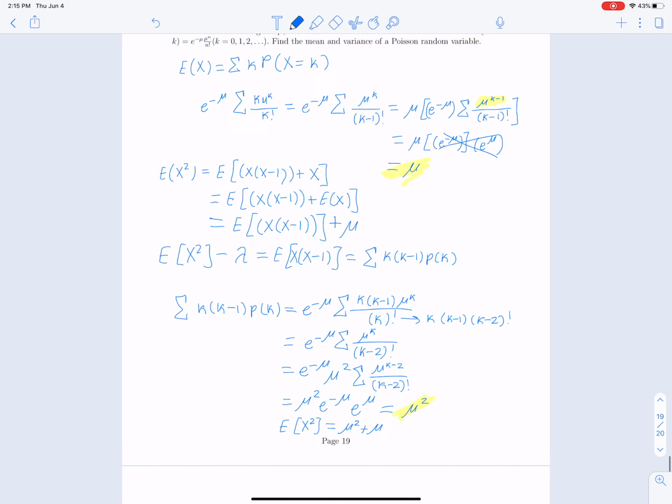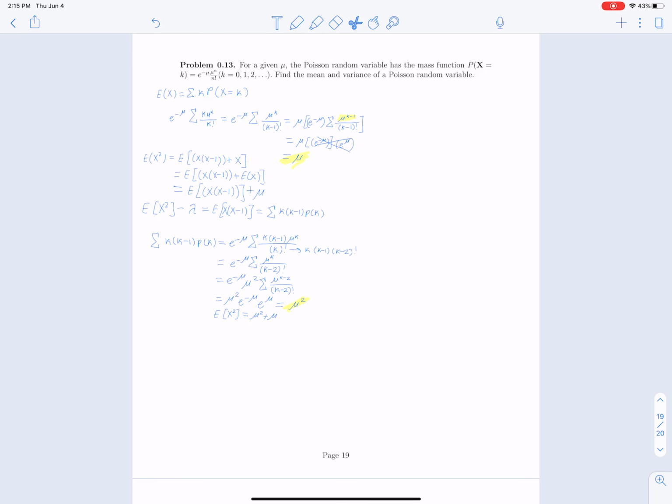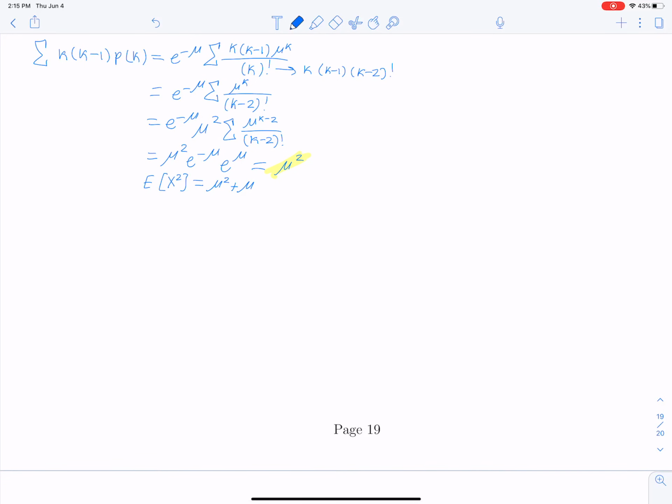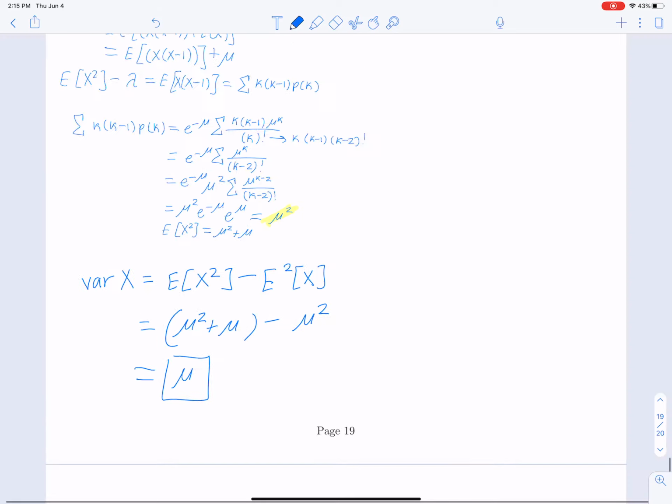Okay, I'm actually going to make all of this smaller so we have more room for the rest of it. So now I'm going to find the variance, which is our last thing to find for X. So one of the formulas we had in the previous was the second moment minus the square of the first moment. And so if we recall from above, we have mu squared plus mu minus mu squared, which gives me mu as our final answer.